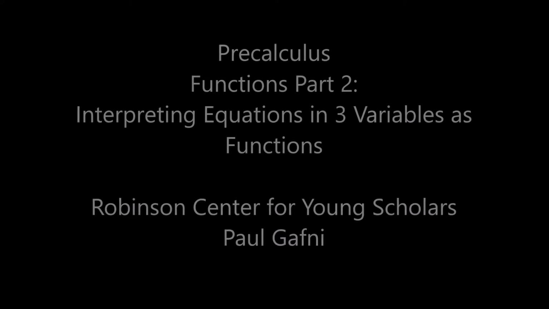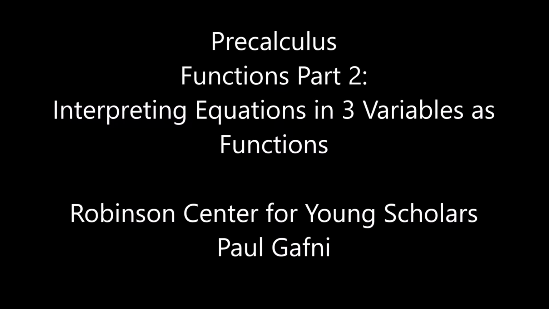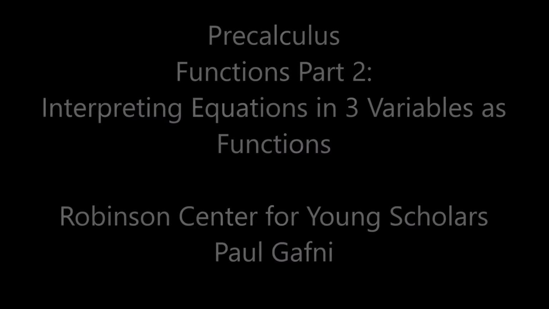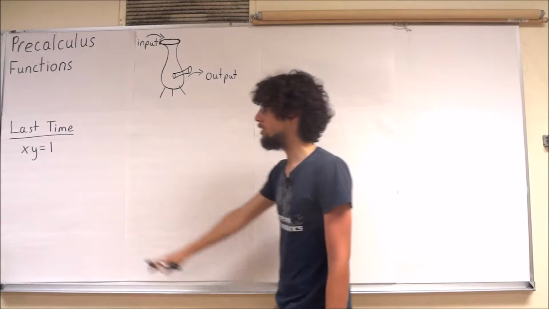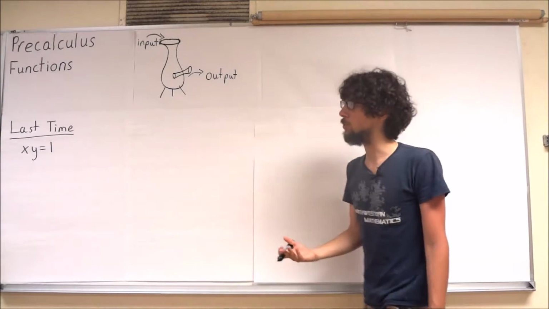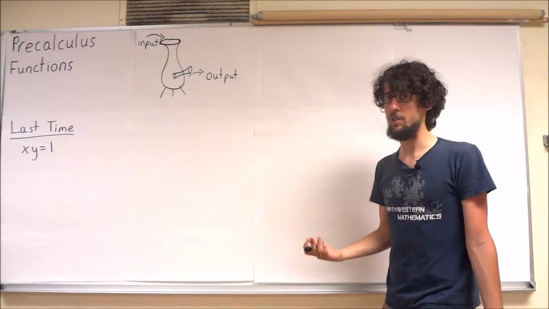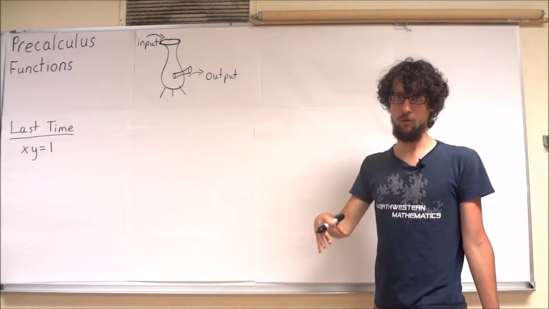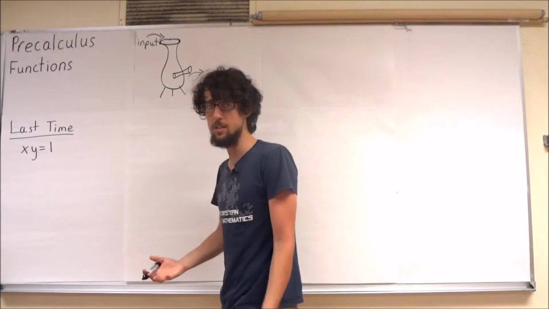In this video, we push further the idea of equations generating fresh and novel functions and introduce some new notation for functions. Last time, we saw that we could think of the equation xy equals 1 as a function in two different ways. First, we thought of it as a function that we input a real number and output a real number. We write this like this.